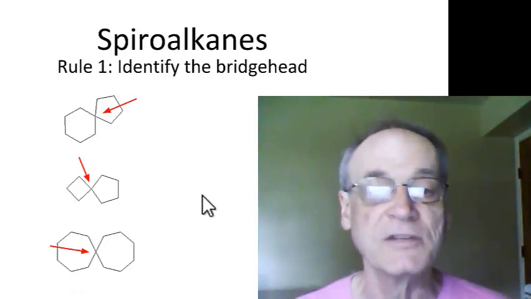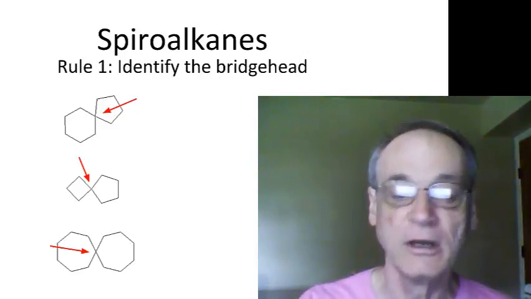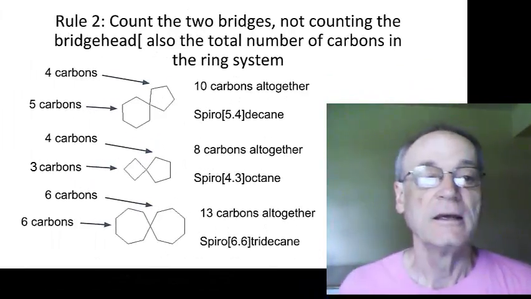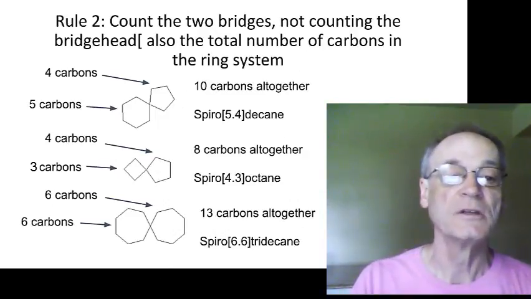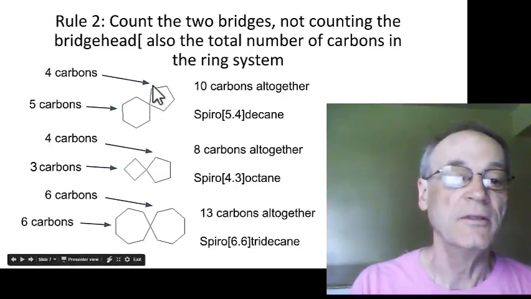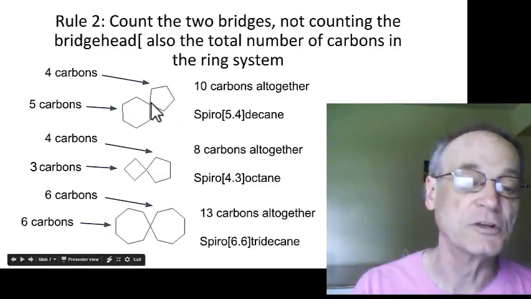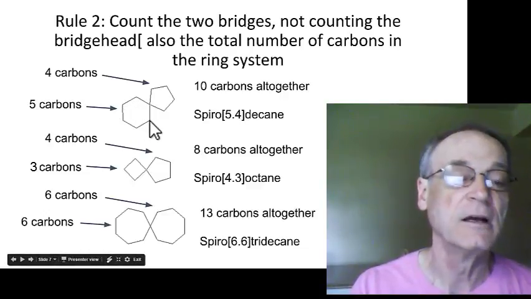When you're naming spiroalkanes, first thing you need to do is identify the bridgehead. That's easy. It's just the carbon that is shared by both rings. So I put red arrows pointing to the bridgehead in each case. Then you count the 2 bridges, but not counting the bridgehead. So, for example, this is a 1, 2, 3, 4 carbon bridge. In other words, starting at this carbon, if you were an ant, how many other carbons would you have to traverse before you got back to the original carbon? And this is 4, so that's a 4 carbon bridge, and this is a 5 carbon bridge. 1, 2, 3, 4, 5.